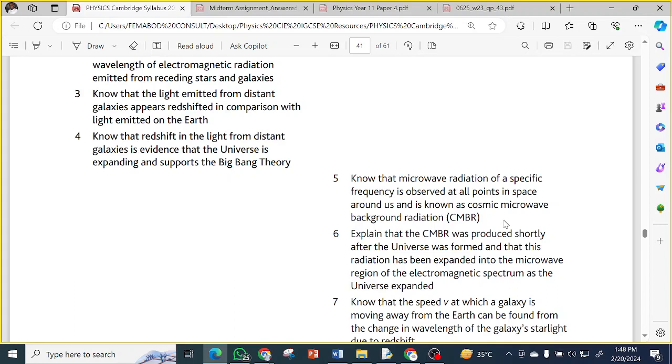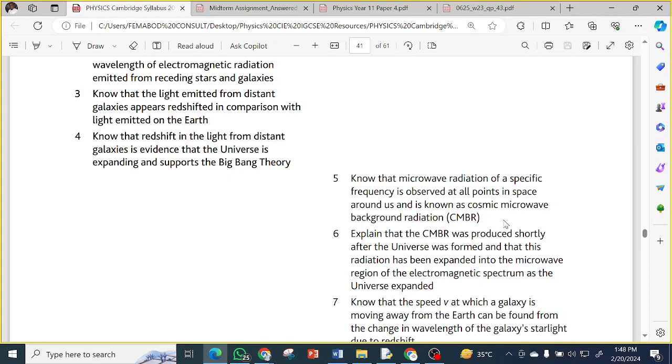Now, another evidence of the Big Bang theory or universe expansion is the fact that at all points in space, there is background radiation. That is why whenever we are measuring radiation, we must always consider background radiation.